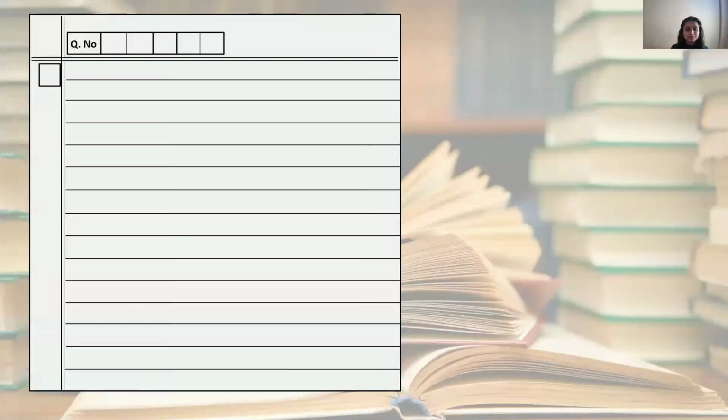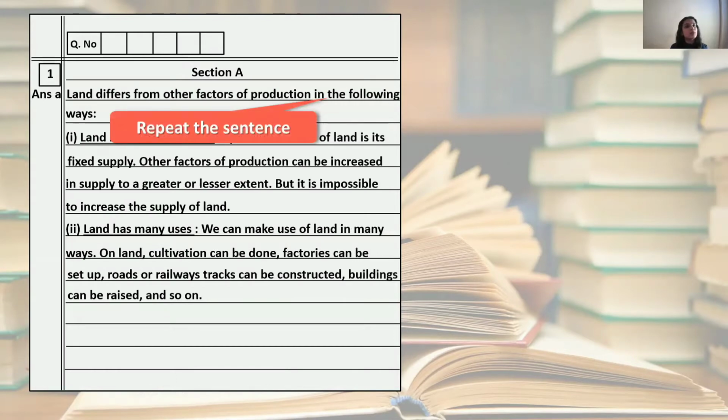Let's get started. Now, when you are solving your paper, you must decide whether you're solving section A first or section B first. Whatever section you're solving, make sure you write the name of the section on top, and make it clear to the paper corrector that you're solving this part of the question paper first. Write the question number and the sub-question number neatly.